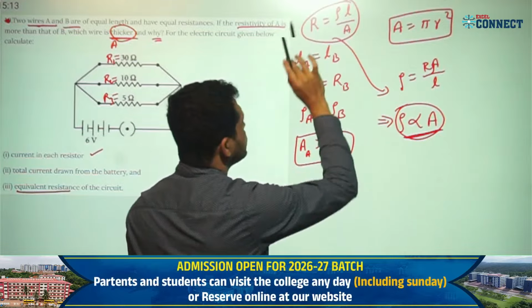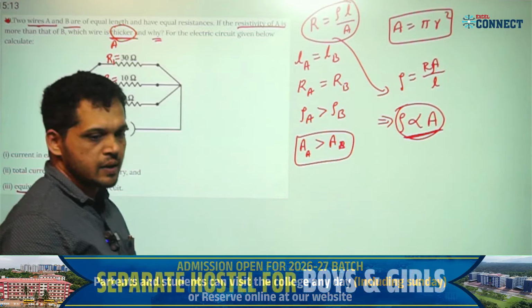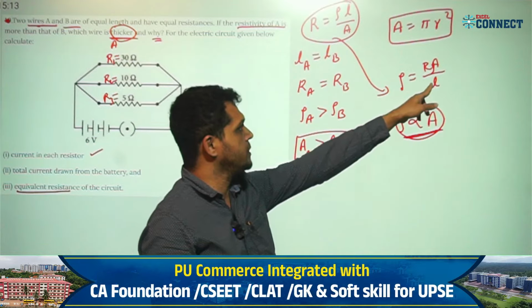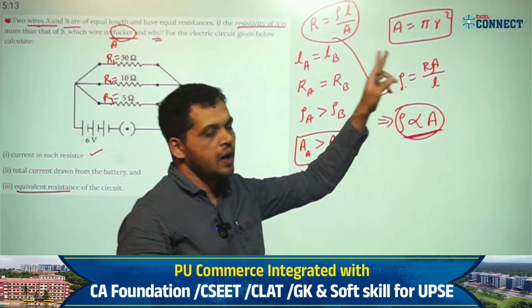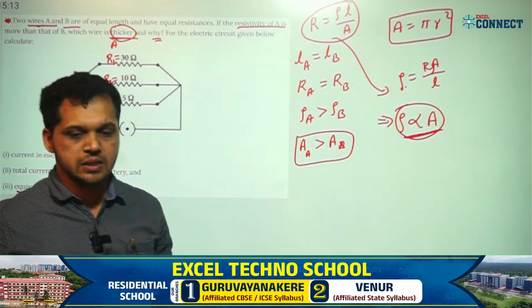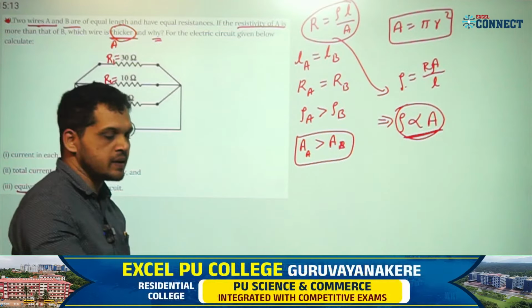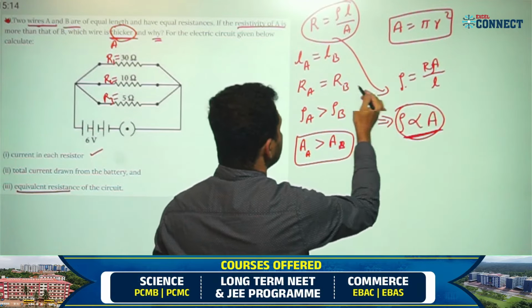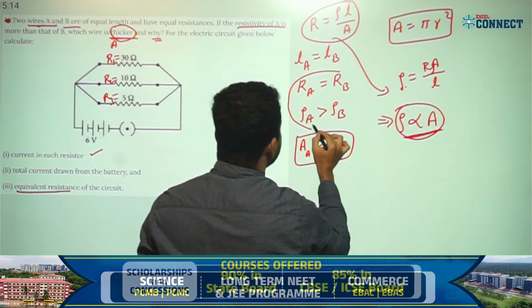R is equal to rho L by A. It is given, and resistivity is given here. Resistivity modification: rho is equal to RA by L. I have modified that relation. Please understand this concept, a rearrangement of the equation. Then I wrote using this.